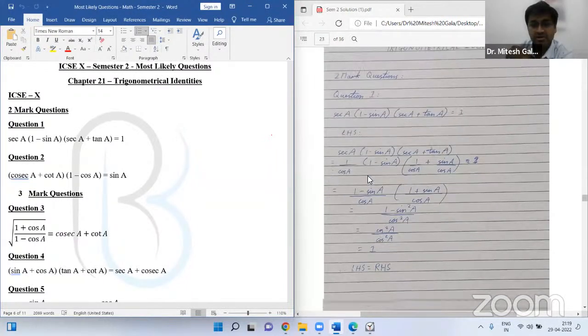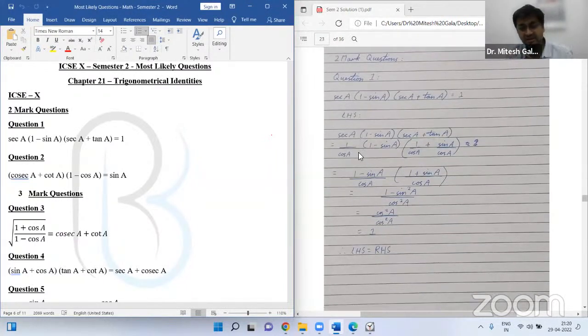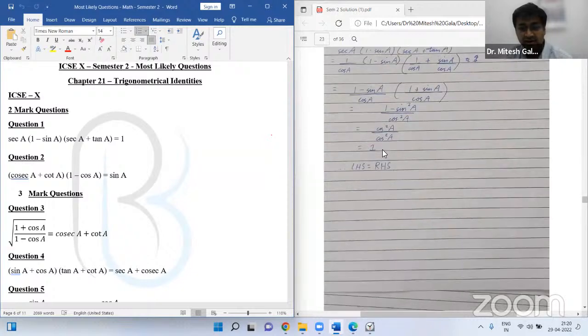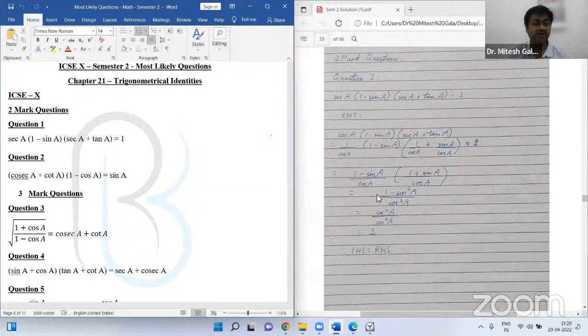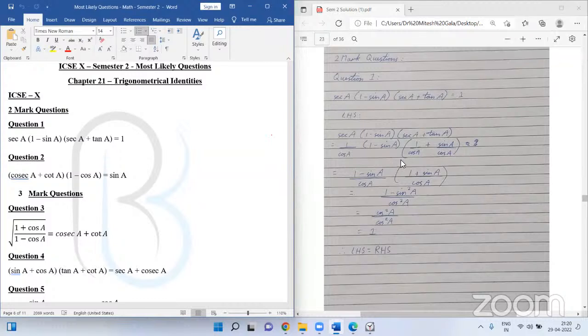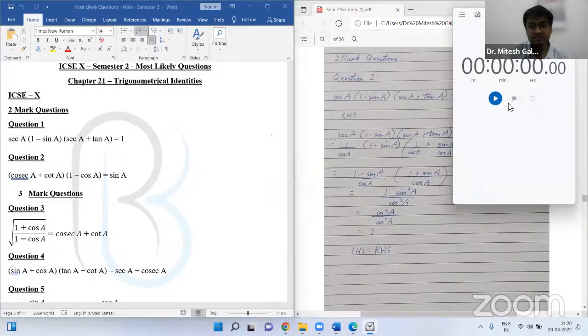You take the LHS, convert sec as 1 upon cos, and tan into sine upon cos. Take the LCM inside, LCM here also, and then in the numerator a plus b, a minus b, so a square minus b square, and convert the numerator 1 minus sine square as cos square, cancels, you get 1. Clear, everybody? Easy? Yes, sir. Chalo. Second one I'll put up for 40 seconds. You should try and finish it.